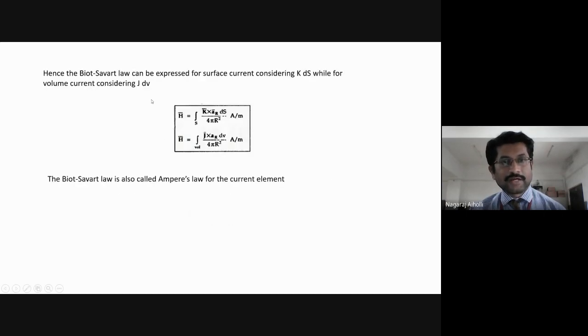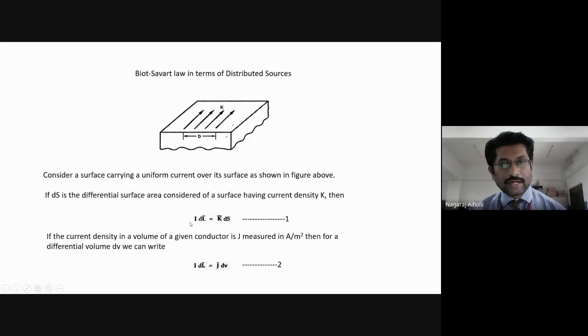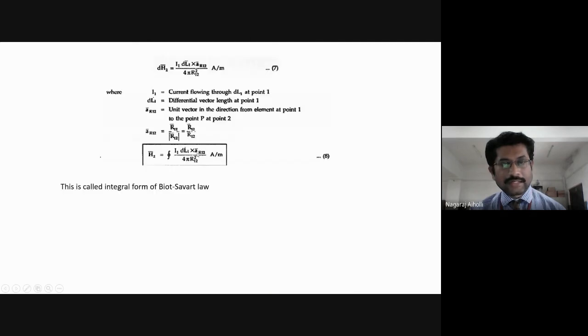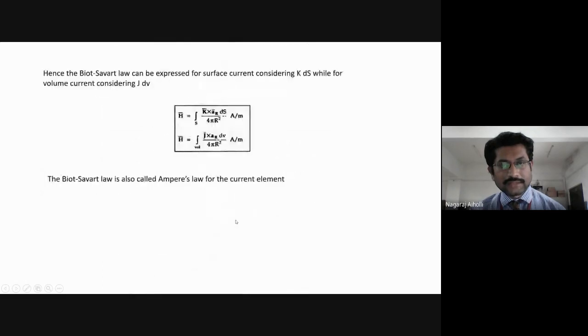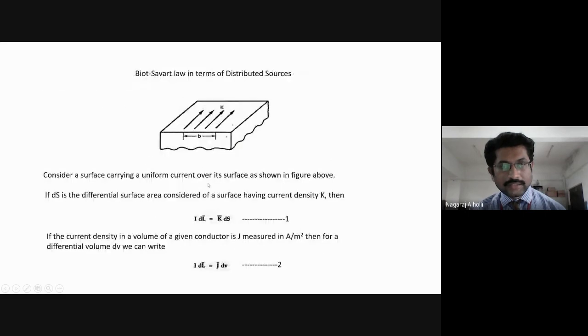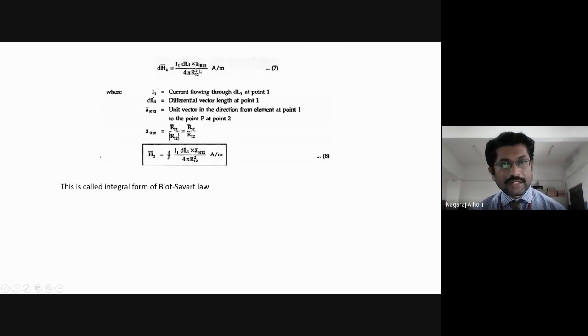Now in the main equation of the Biot-Savart law, we just substitute K bar ds instead of I dl bar. So it is K bar ds cross AR bar divided by 4 pi r square ampere per meter. Similarly, for the volume, I dl bar is equal to J bar dV. Substitute J bar dV in this equation, so J bar dV cross AR12 bar divided by 4 pi R12 square. That is dH2 bar.